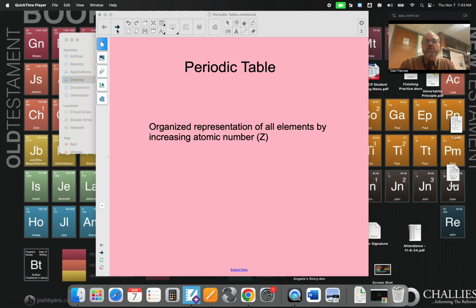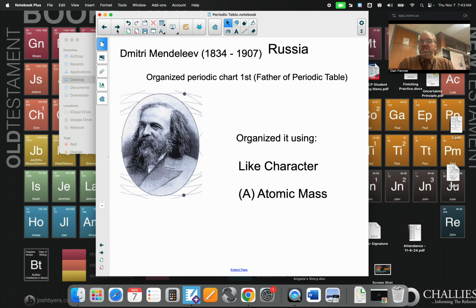All right, so who first came up with this? It was this guy. His name was Dr. Dmitry Mendeleev. Mendeleev was a Russian. Now, he first organized the periodic chart, and he's called the father of the periodic chart. He organized it by like character, which was good, and atomic mass. That's all we had at the time. We identified the atomic masses from things, and from there, he was able to identify it.